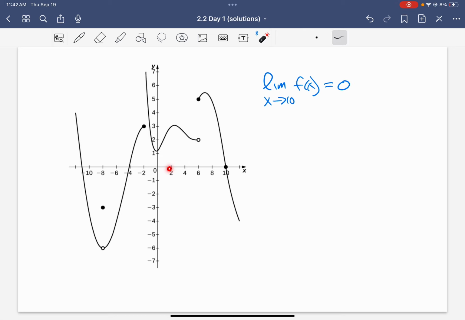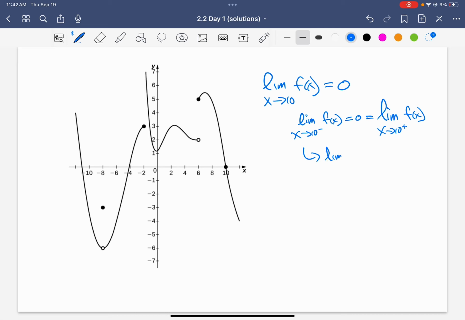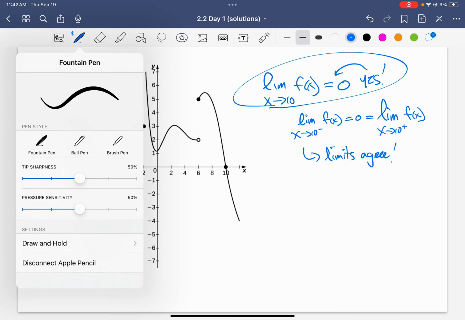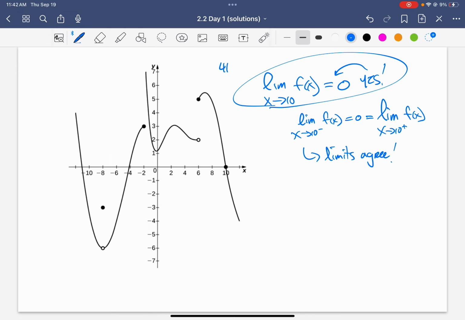Is that true? Well, as x gets closer and closer to 10 from the left, it looks like the limit as x goes to 10 from the left of f of x is equal to 0. And it looks like the limit as x goes to 10 from the right of f of x is equal to 0. So the limits agree, which means, yes, this is equal to 0 because the limits agree. So that's number 46. Then it asks number 47.